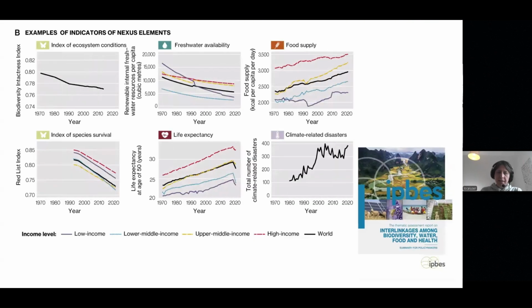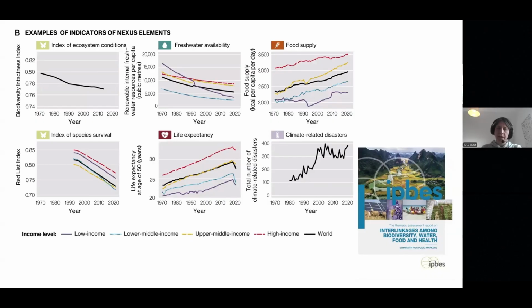Let me get started with something a bit more general, and this is also some of the output from the so-called Nexus assessment, which I was happy to be part of, and which has just been released in its complete form. The IPBES Nexus assessment looks at the interlinkages between biodiversity, water, food, and health. In the chapter that I was part of, we looked at what the trends have been and how these interactions have played out in the past.